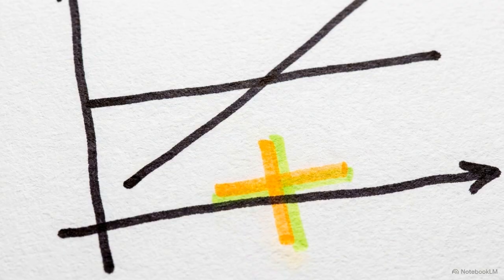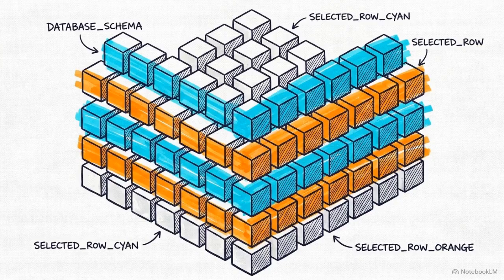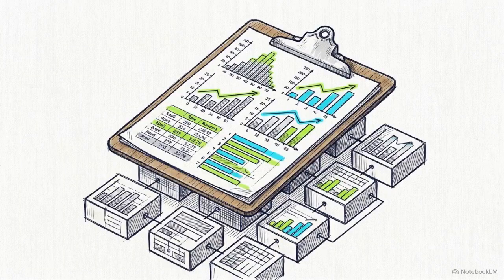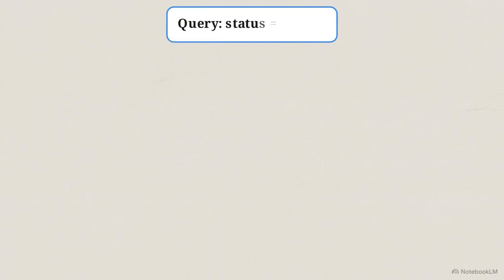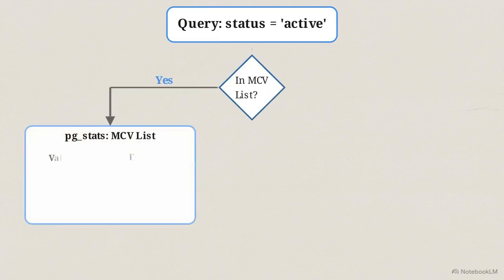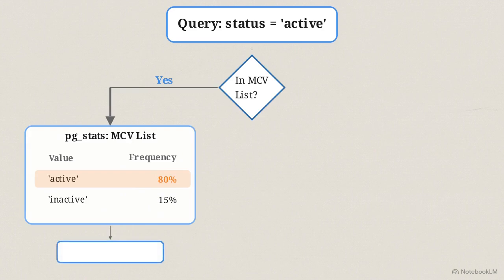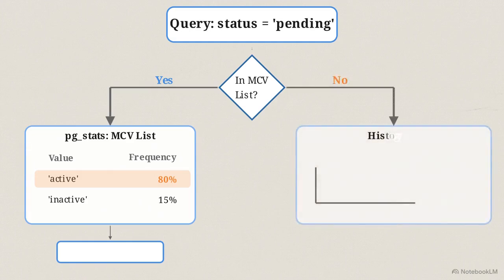To figure out where you land on that graph, the planner has to predict how many rows your query will return before it actually runs it. To do that, it checks a hidden set of statistics, acting as a cheat sheet. This diagram shows exactly how the database makes its guess. First, it checks a list of its most popular data, things like a status column where almost everyone is labeled active. If your query asks for one of these common values, the database already knows the exact percentage of rows that will match.